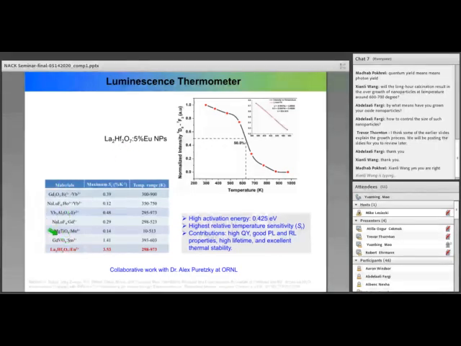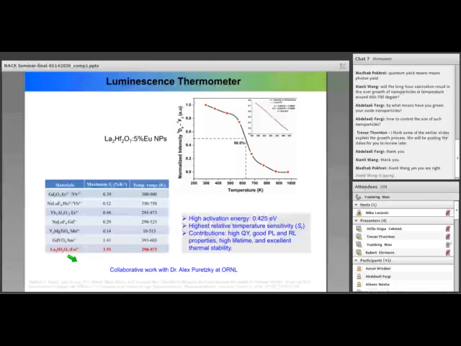Comparing our samples to what's published in the literature, you will see that in this quite wide temperature range, our sensitivity is pretty high. It's because of the many advantages of this structure and the composition as well.